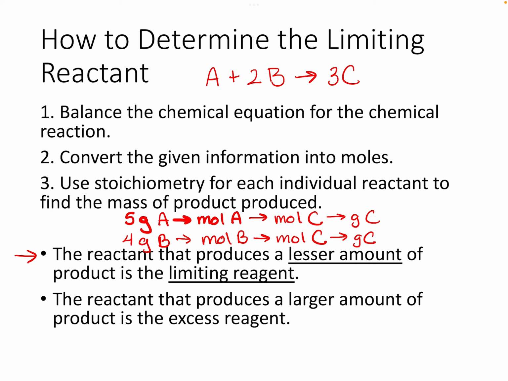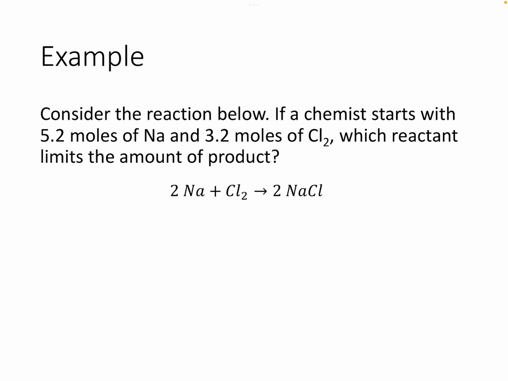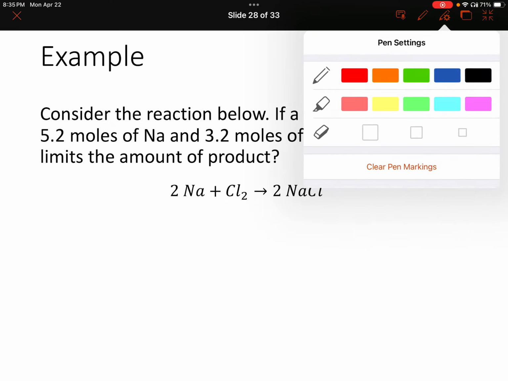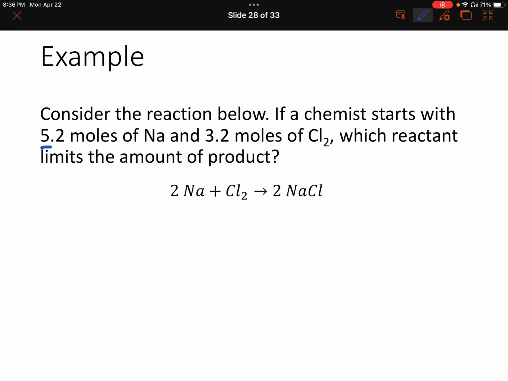All right, so let's look at an actual problem, see how this works. So we're going to consider our sodium and chlorine reaction again. So 2 sodiums plus 1 chlorine produces 2 sodium chlorides. And if a chemist starts with 5.2 moles of sodium and 3.2 moles of chlorine, which reactant limits the amount of product?